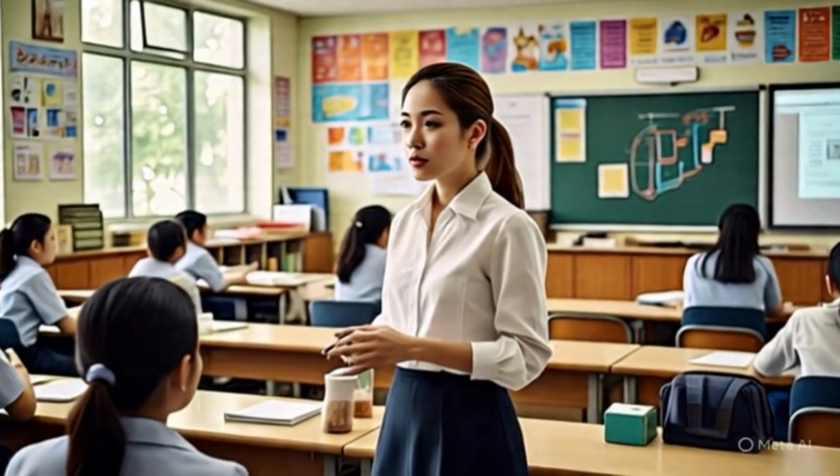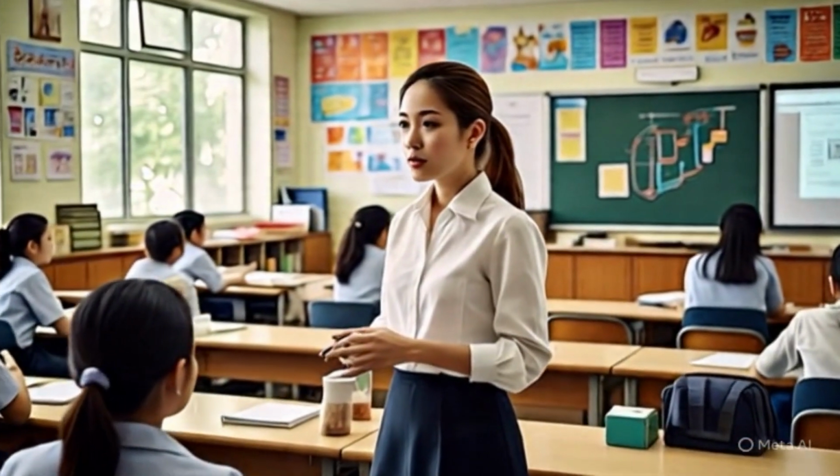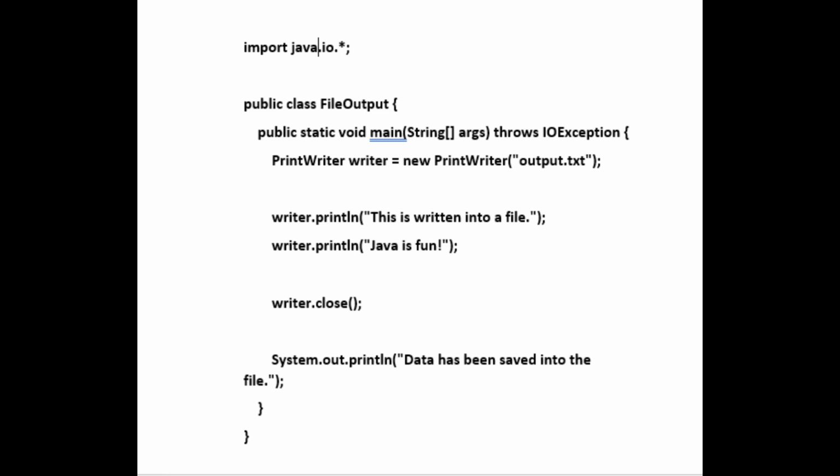Print writer. Writing to a file. Let's say we want to save what the user says into a file. For that, we use PrintWriter. Start with import java.io.*; Create object: PrintWriter writer equals new PrintWriter, and inside brackets, write quote output.txt quote. Now use writer.println to write lines into the file. Finally, write writer.close to save and finish.